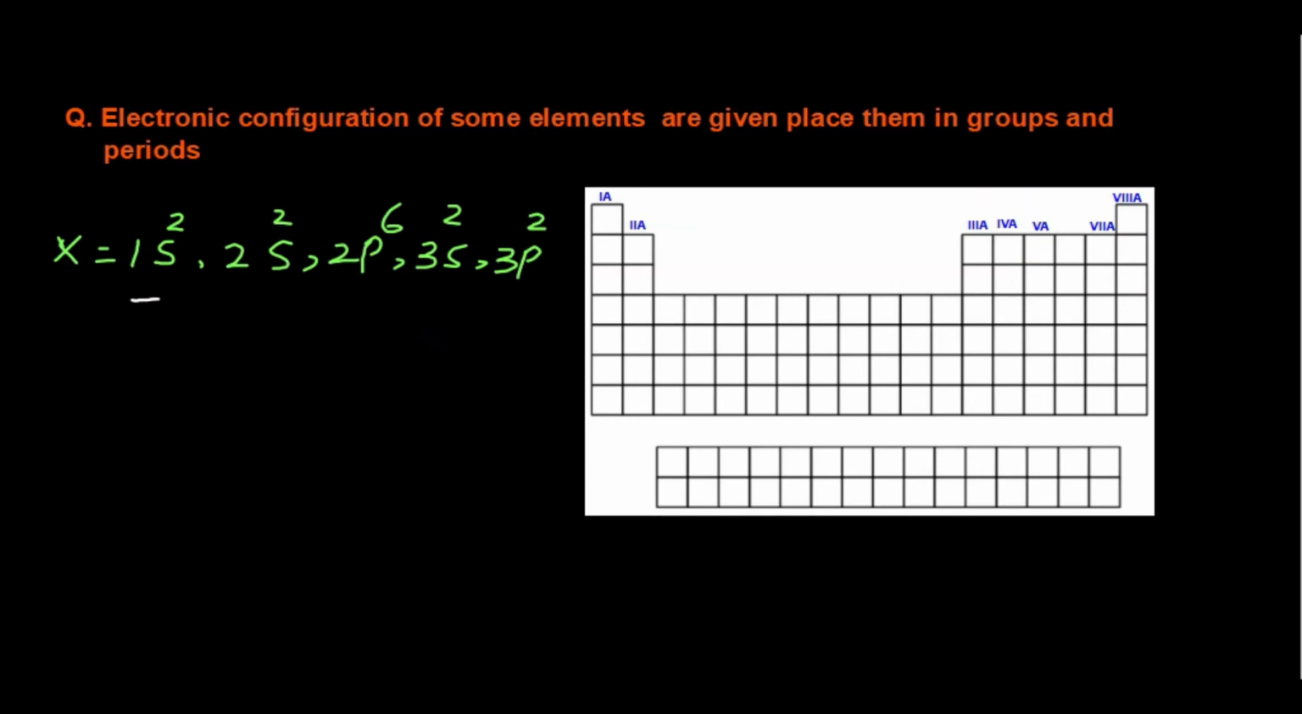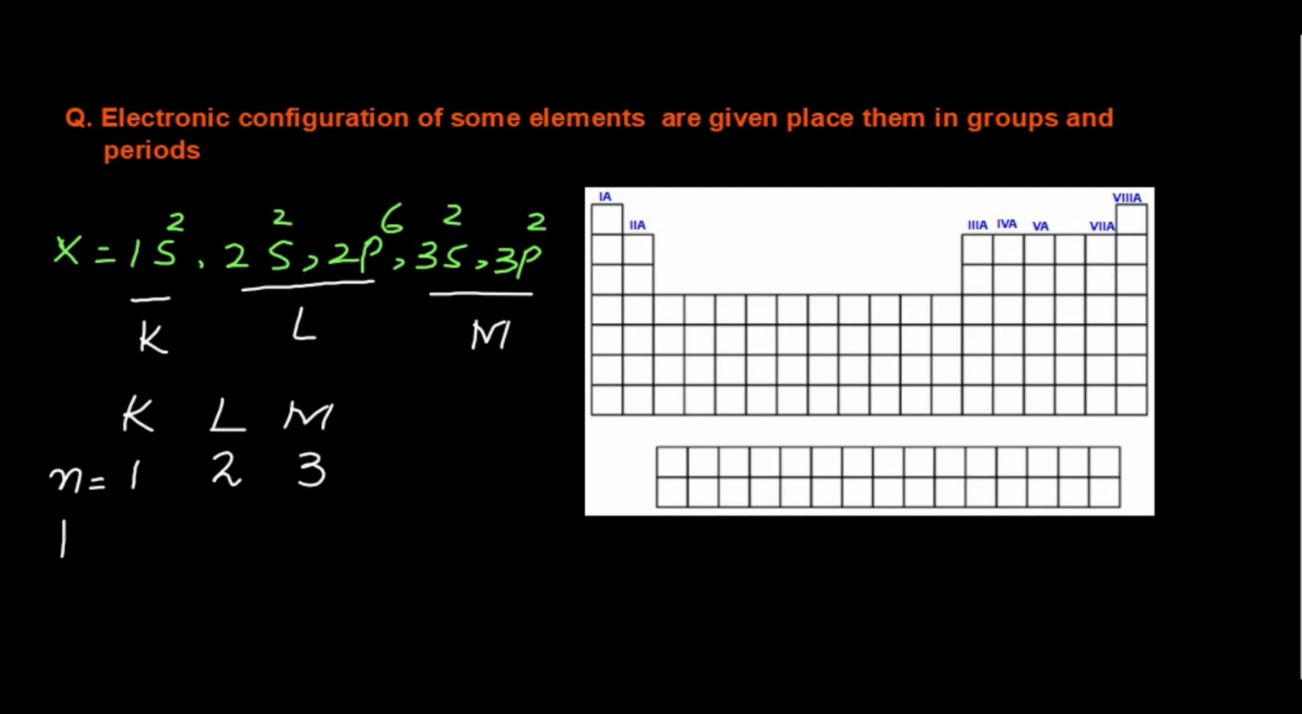Now we will find its valence shell. We know 1s is the subshell of K shell, so we write here K. 2s and 2p are the subshell of L, so we write here L. 3s and 3p are the subshell of M. We write here M. Now for K, L and M, we write the n value. The n value for K is equal to 1, for L is equal to 2, for M is equal to 3.